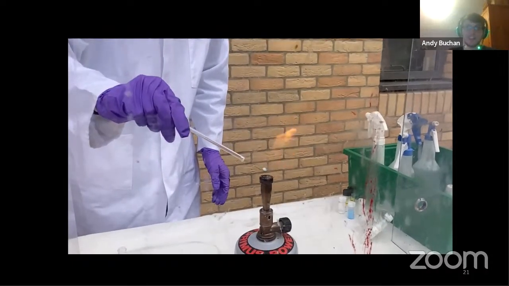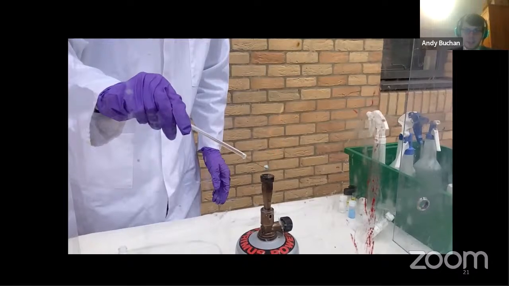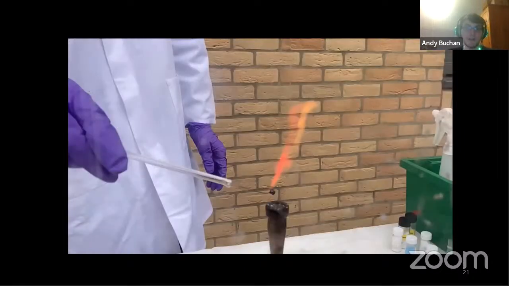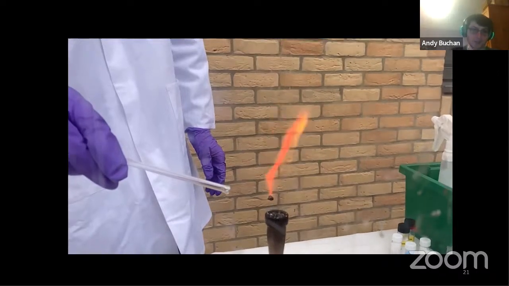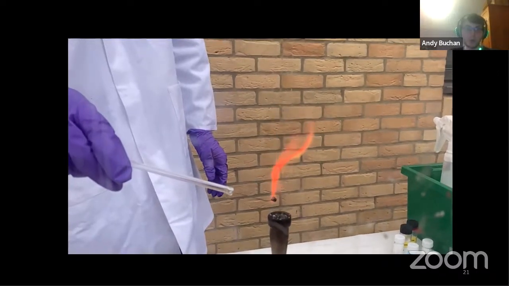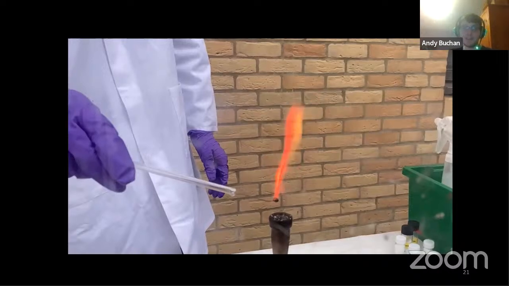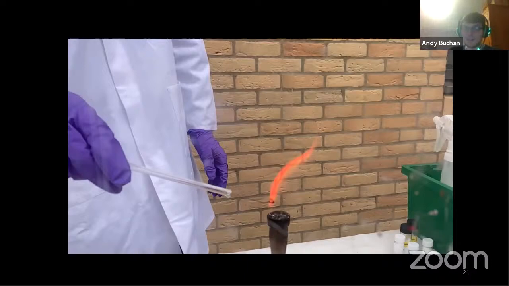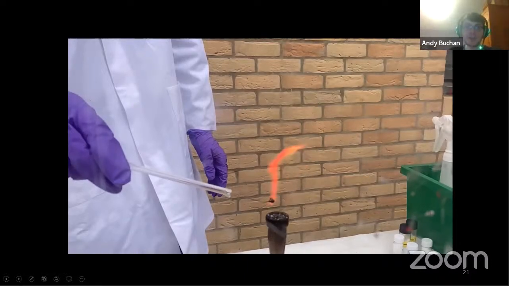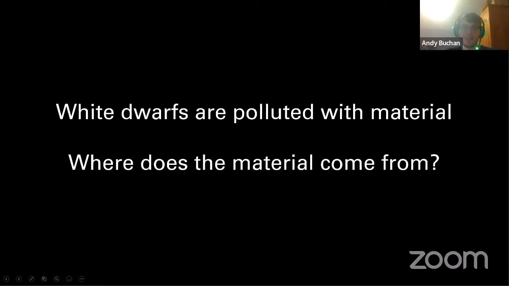And we do something very similar for white dwarfs. It's a little bit different, but it's a similar idea. By looking at white dwarfs, we can use this kind of phenomenon to work out what material is in the white dwarf atmospheres. That's a slight tangent, but the point is that white dwarfs are polluted with material that seems to be coming from some external source. So where is this material coming from?